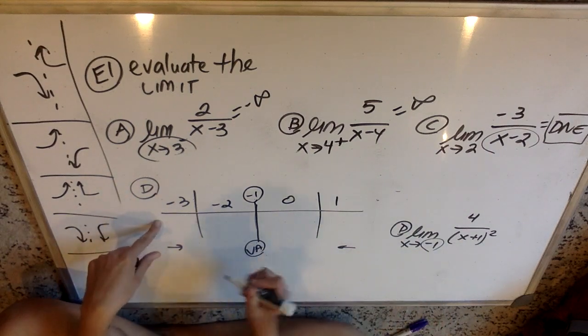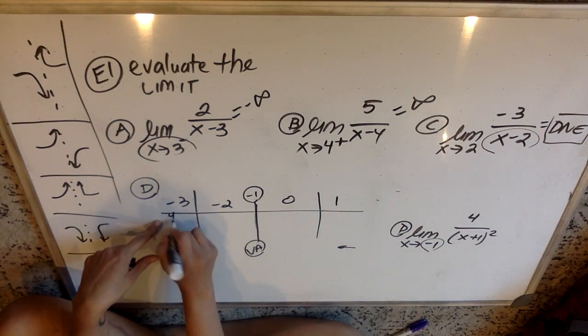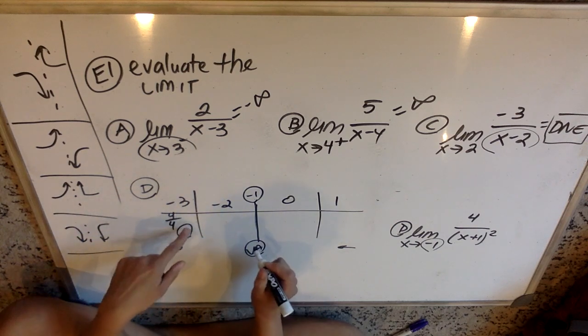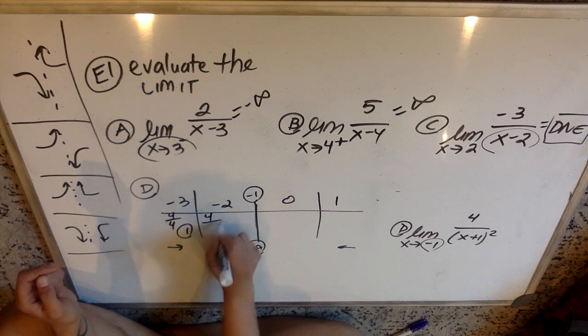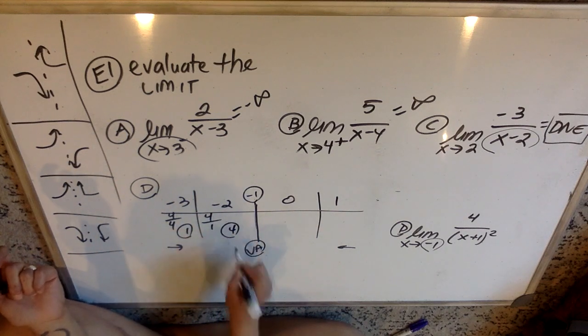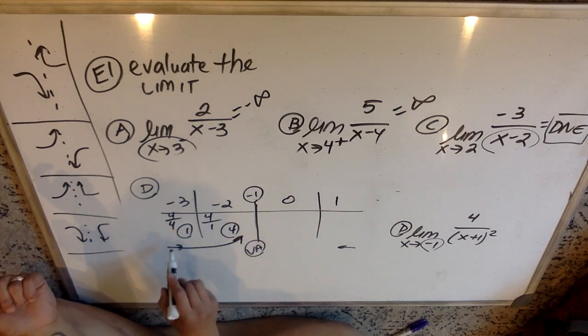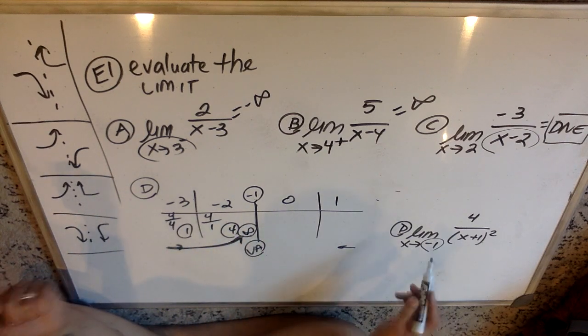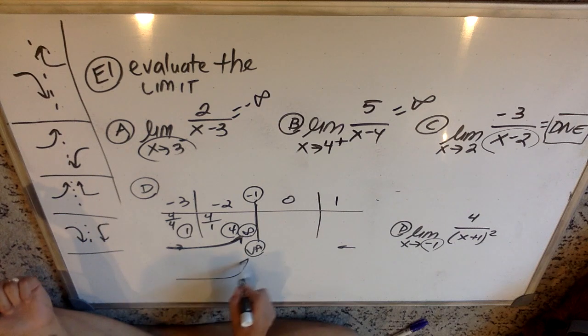So let's plug in negative 3. When I plug in negative 3, I get a 4 on top of a negative 2 squared, which is also a 4, so I get a 1. When I plug in a negative 2, I get a 4 on top of a 1, so that's a 4. Well, that means that these values are going up, right? Because as I go from 1 to 4, my values get higher, so that's an infinity. And again, if it helps, you can draw it down here. It's going up like this, right?